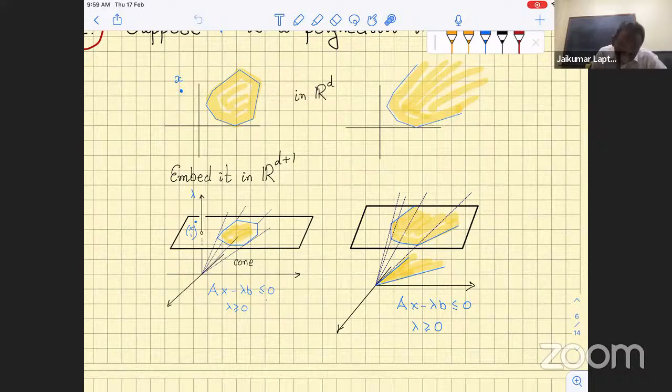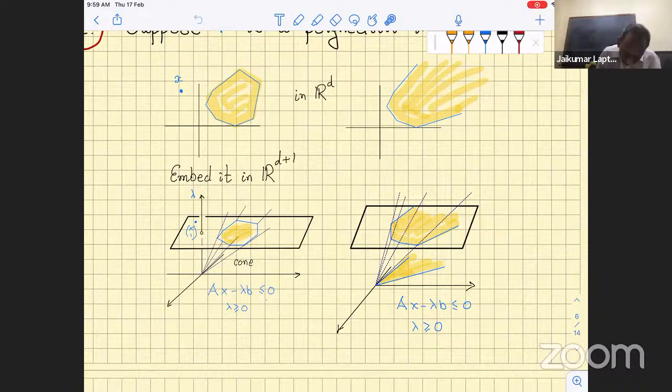So the polyhedron that you have may be of one of these kinds. I've just illustrated both of them. In this case, it will start looking like this. But we are going to prove everything using cones. So which cone am I talking about?